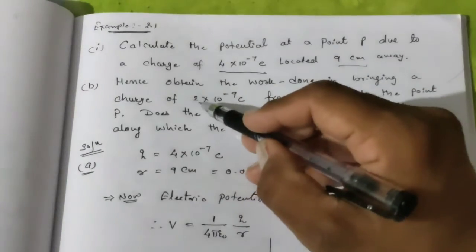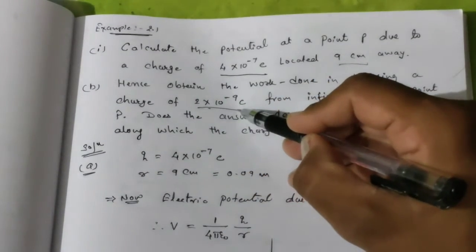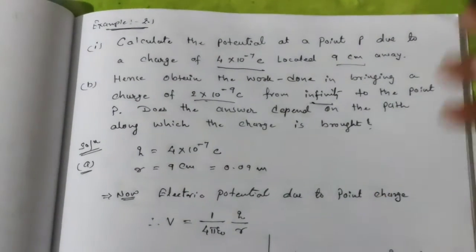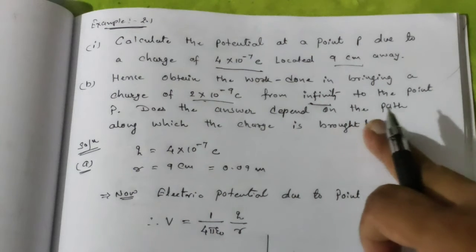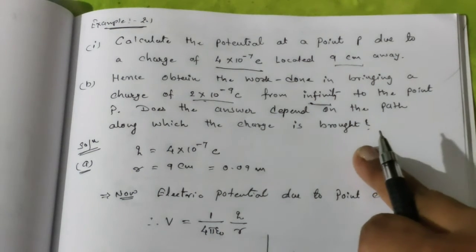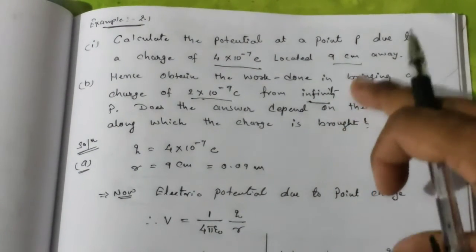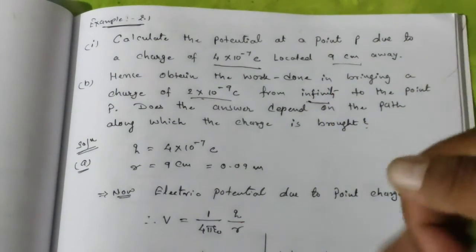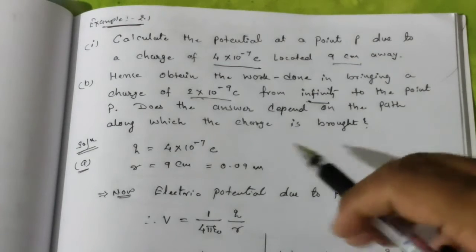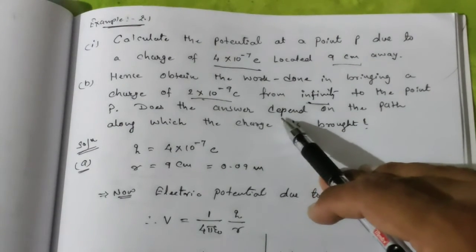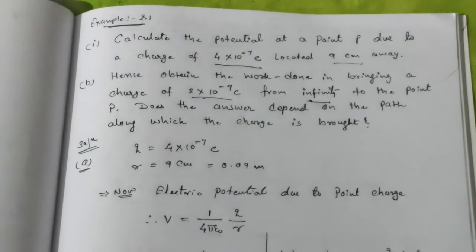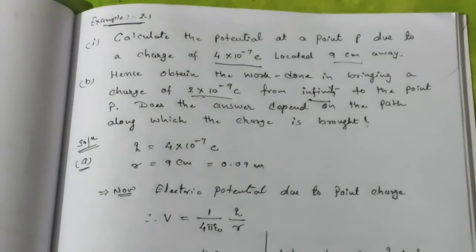So here we have one more data for the second question, a 2 into 10 raised to minus 9 coulomb charge that we have to bring from infinite position. Then: does the answer depend on the path along which the charge is brought? Over here we have two questions. First you have to find the work done, and then you have to analyze and give your conclusion: does it depend on the path you choose along which the charge is brought or not? Now let's see how to solve this numerical.